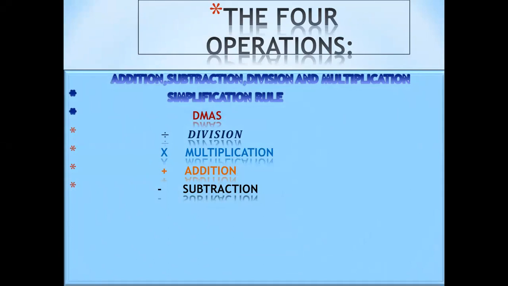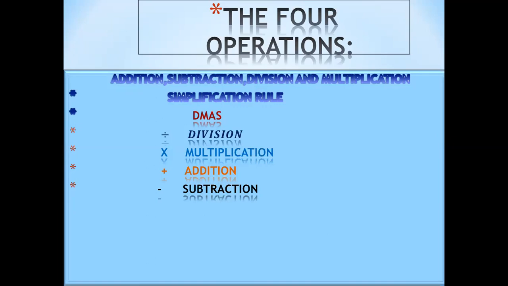In the previous pages, we have done so many questions of addition and multiplication. But now we simplify these operations in a specific order, and that order is called DMAS rule. D stands for division, M stands for multiplication, A for addition, and S for subtraction.